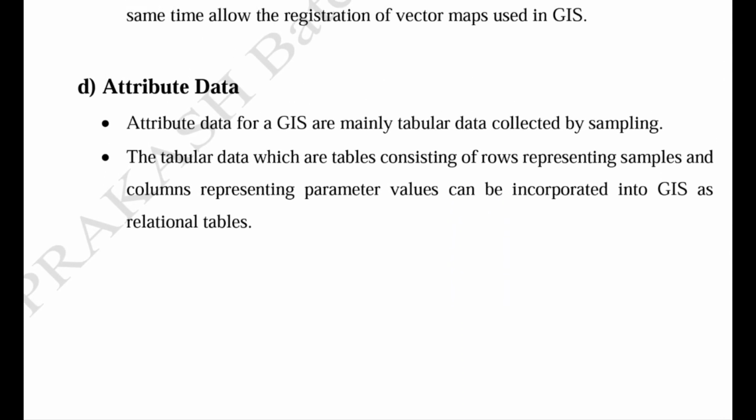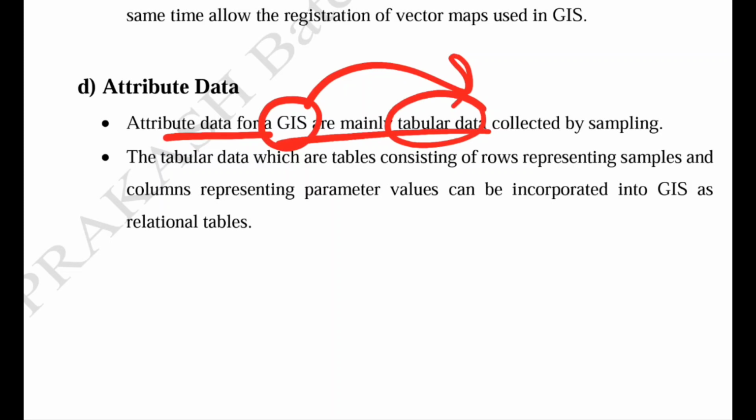We know attribute data, as you already know, that GIS stores attribute data mainly in tabular form. Means attribute data for GIS can be stored in the tabular format, directly by the keyboard and other things. So GIS uses the attribute data in the tabular format. So we have to understand these things.